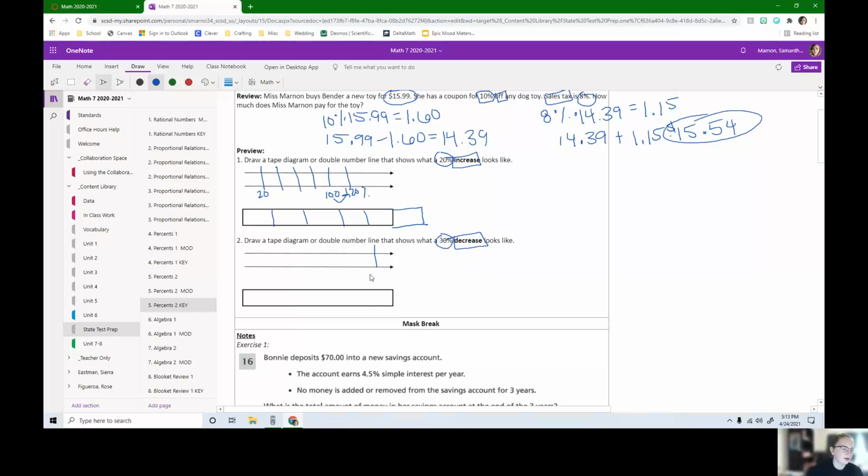Okay, so on the double number line, if we started at 100, you could start by splitting this into 10% increments. So I'm going to split it in half, and then each of these in 5. So now I have this as 10% intervals: 10, 20, 30, 40, 50, 60, 70, 80, 90, 100. A 30% decrease would mean that we're going to go down 30, so from 90, 80, all the way to 70. On this tape diagram, we can do the same thing, split it in half, and then split these up. And we want to take away 30%, so that would be 3 boxes gone.